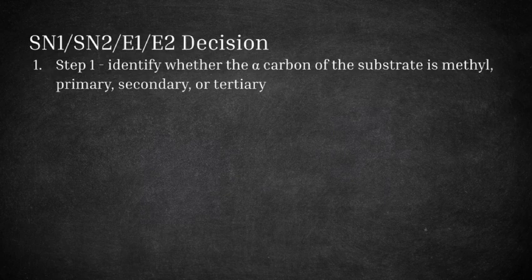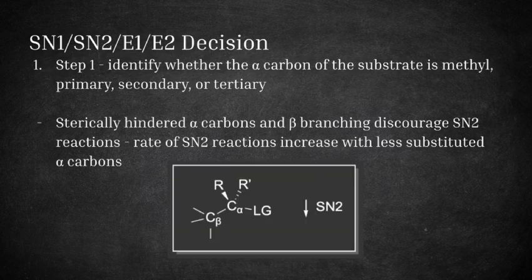After confirming that the leaving group is suitable, we should then evaluate the steric hindrance of the alpha carbon on the substrate. Sterically hindered alpha carbons and beta branching discourage SN2 reactions, as the rate of SN2 reactions increases with less substituted alpha carbons. With just the information about the substrate and the presence of a good leaving group, we can establish some general guidelines.